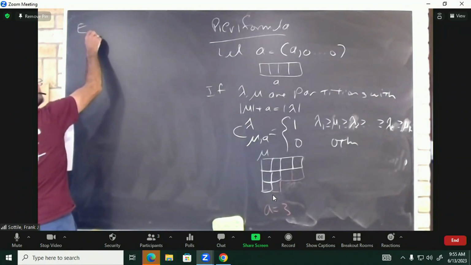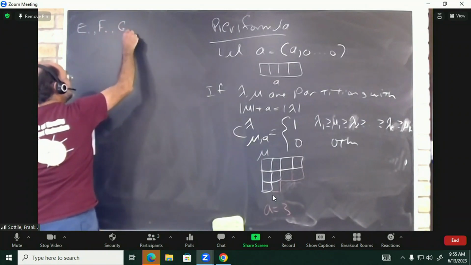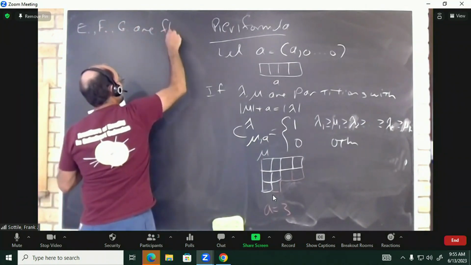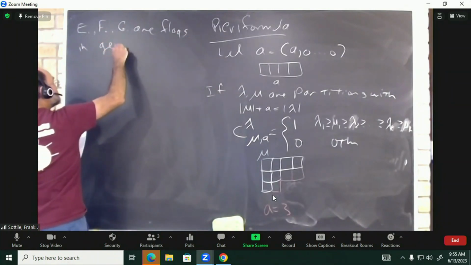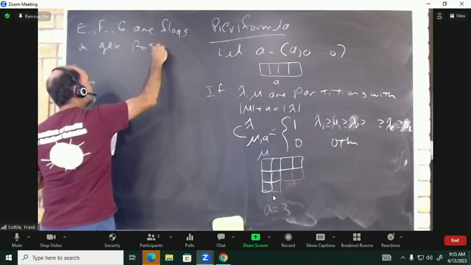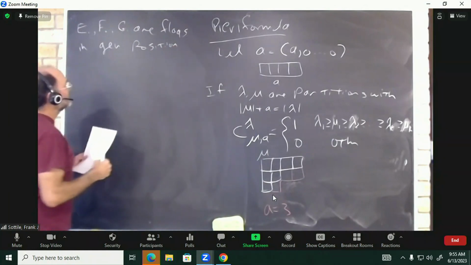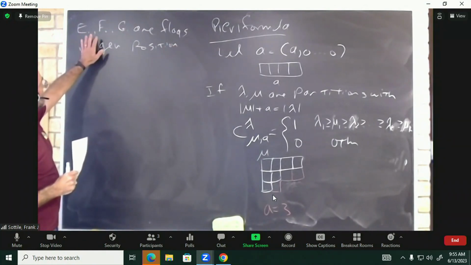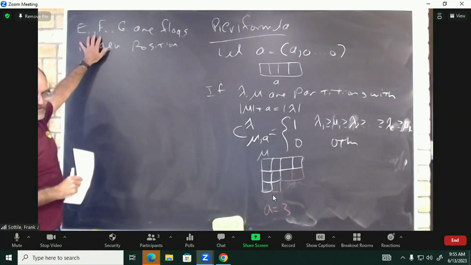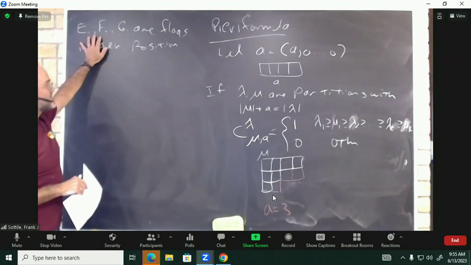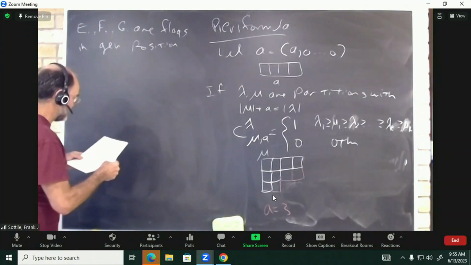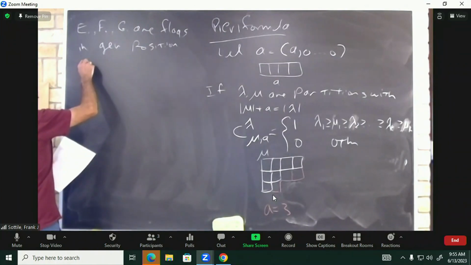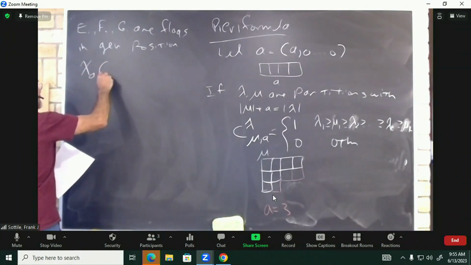I'm going to suppose that E, F, and G are flags in general position. Now, E and F, this includes being in linear general position, and we may actually see what this means if I get to the end of this.